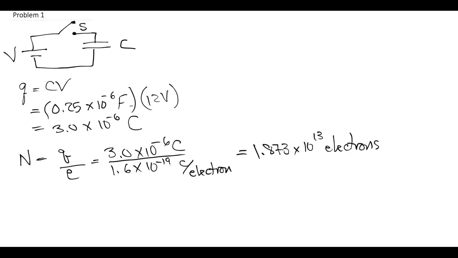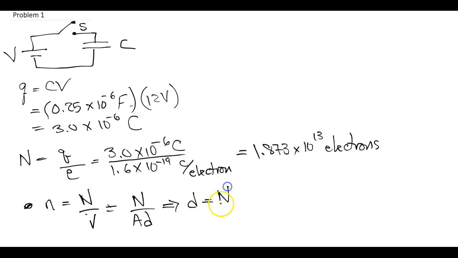And now if we want to find the depth of the separation between the plates, we can say that the density of the electrons, little n, is this capital N, the number of electrons per volume. So that equals the number of electrons divided by the area times the separation between them. Which means that the separation is the number of electrons we have divided by A times n.